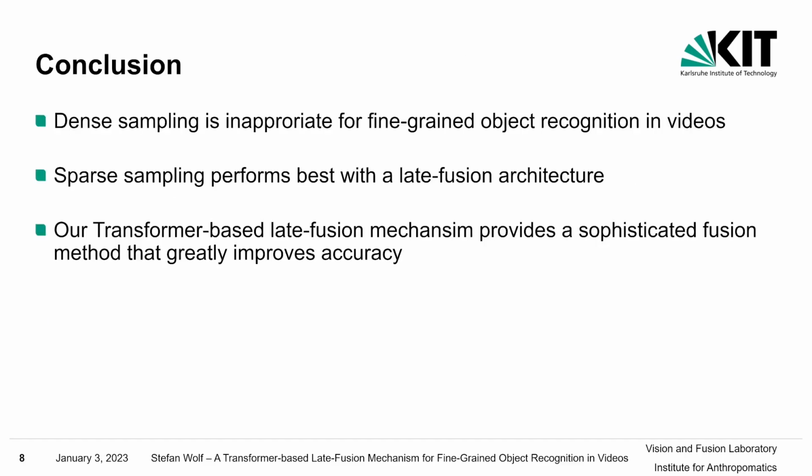To conclude the presentation, overall the dense sampling isn't really appropriate for fine-grained object recognition in videos. We have seen that the sparse sampling performs a lot better, particularly when using a late fusion architecture. Based on these findings, we designed a new transformer-based late fusion mechanism that provides a sophisticated fusion and thus heavily improves the accuracy and also increases the efficiency of the networks.